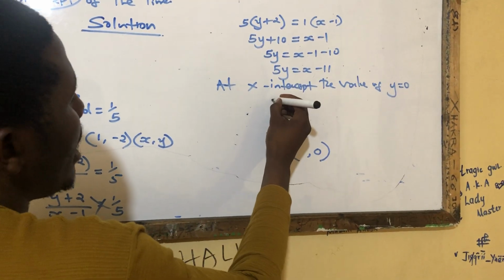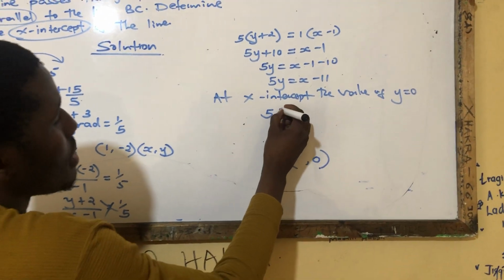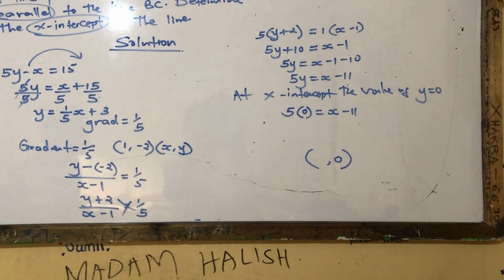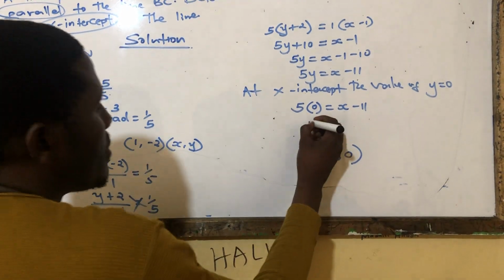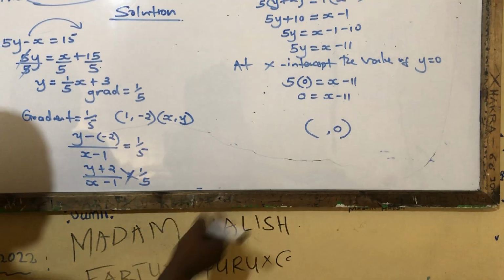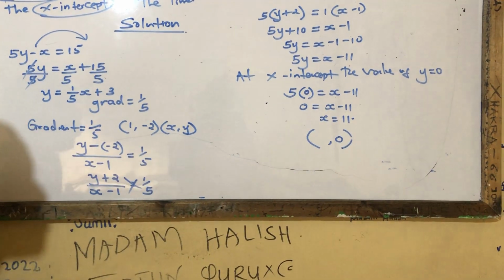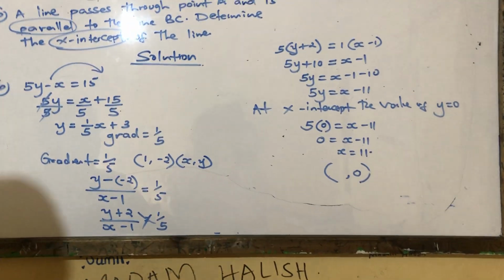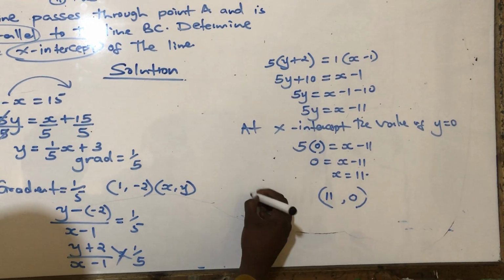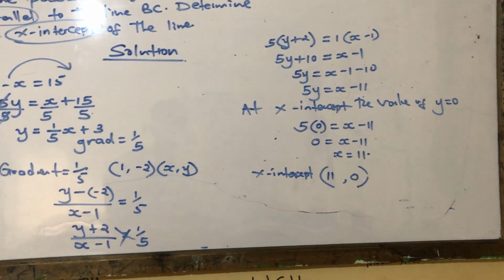I will take the equation. In the place of y, we will substitute 0 is equal to x minus 11. What's 5 times 0? That should give us 0 is equal to x minus 11. The 11 will then cross over to the other side to become a positive. Therefore, the x will be 11. Our x-intercept, therefore, will be 11, 0. That will be the x-intercept of the line.